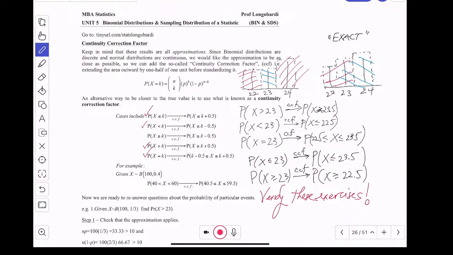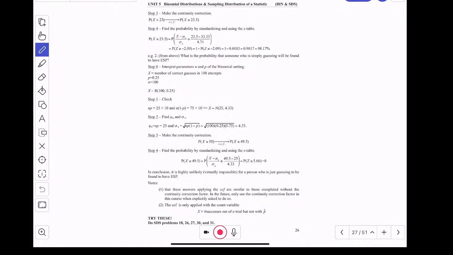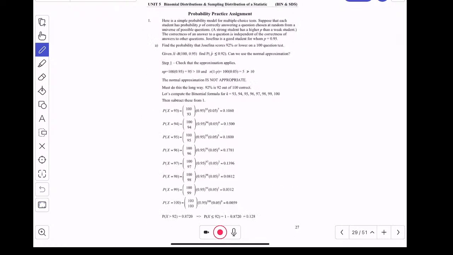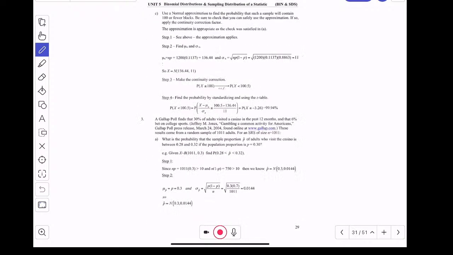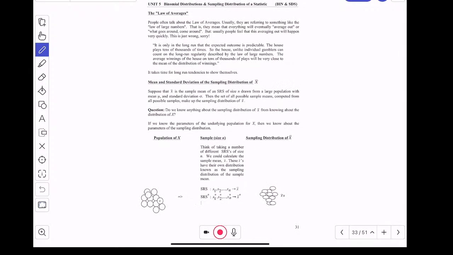So you can check your work. You can check all of that and do all these problems and try all of these. And that brings us here.